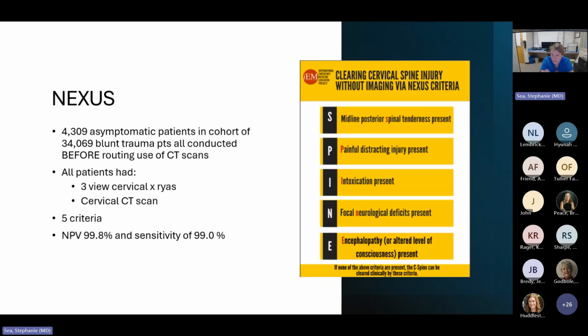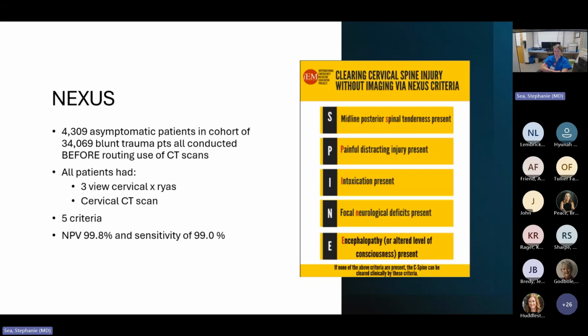This was a study back in the day. They took over 4,000 asymptomatic patients out of 34,000 blunt trauma patients and looked at them all prior to the use of routine CT scans. So this is when they were still following good clinical exam as well as using x-rays. These patients had the traditional 3-view cervical x-rays, and then because this was a study, they were able to get that cervical CT scan. Again, not as good a modality as the CT scans we have today, but nonetheless, they followed this along their 5 criteria.